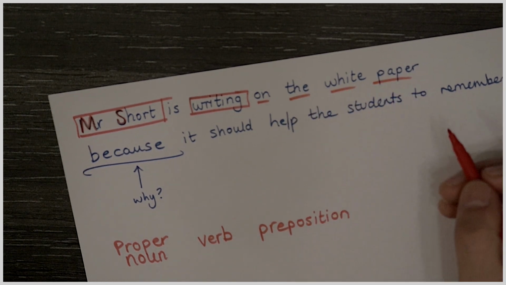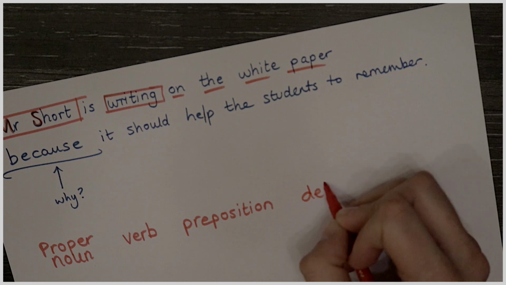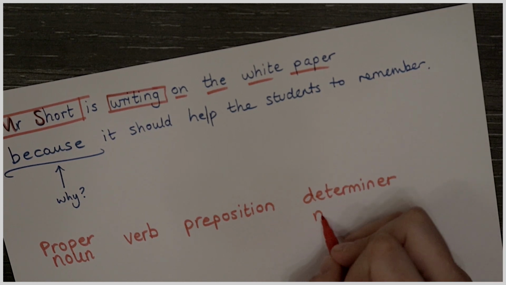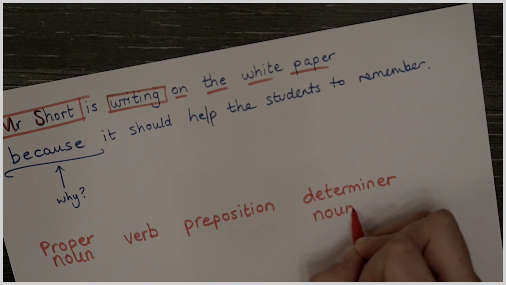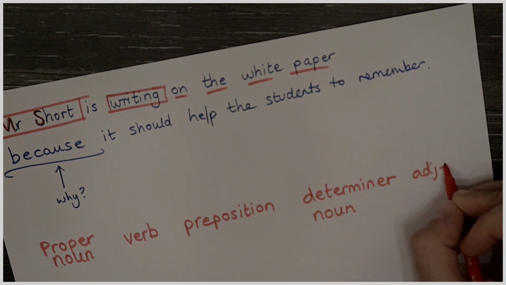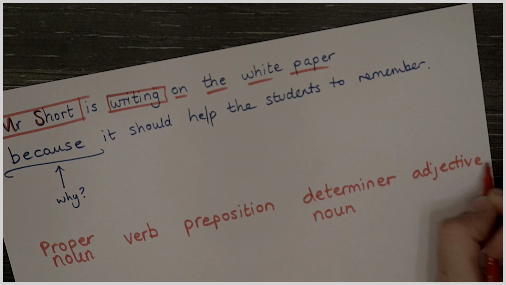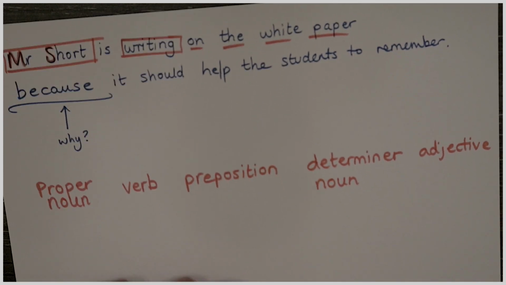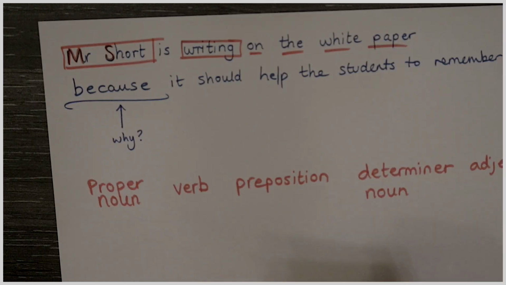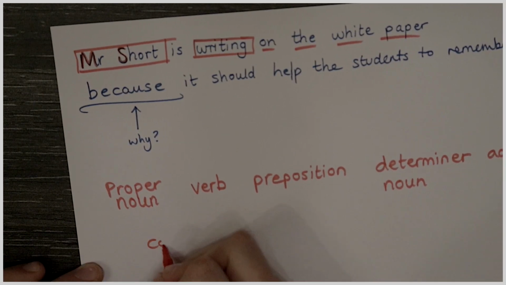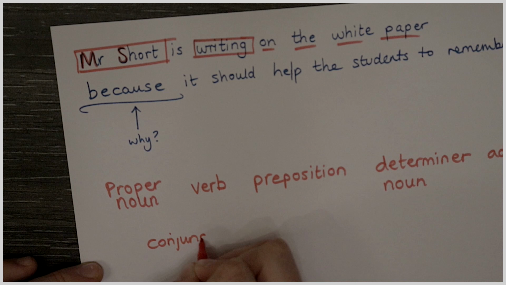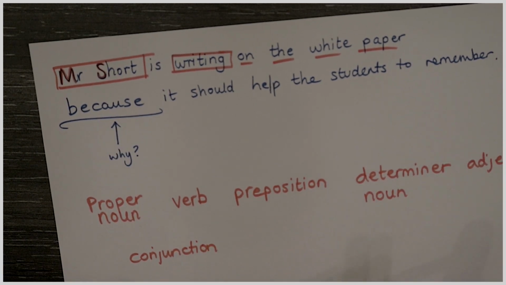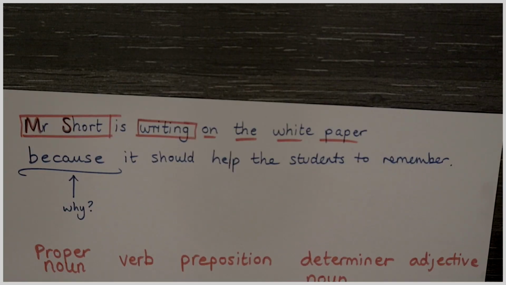The white paper, so that's my determiner, with my noun and my adjective, or my adjective and my noun. Let's just keep it in the right order. Because is a conjunction. It should help the students remember. Now I've got more information there, which I'll talk about later.